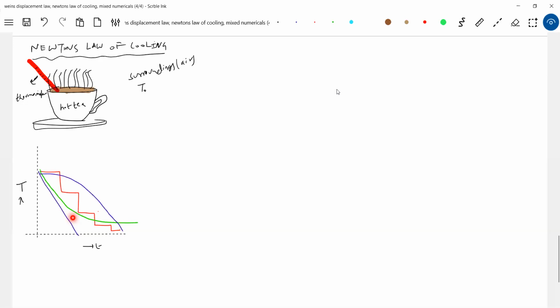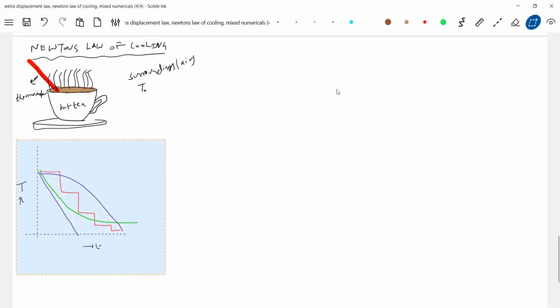Okay, Newton's law of cooling is something related to our kitchen. In the kitchen, we prepare curries, tea, milk, everything. How the temperature of those hot bodies will vary with time, studying that is what Newton's law of cooling is. Okay, I'll come to this graph later on.